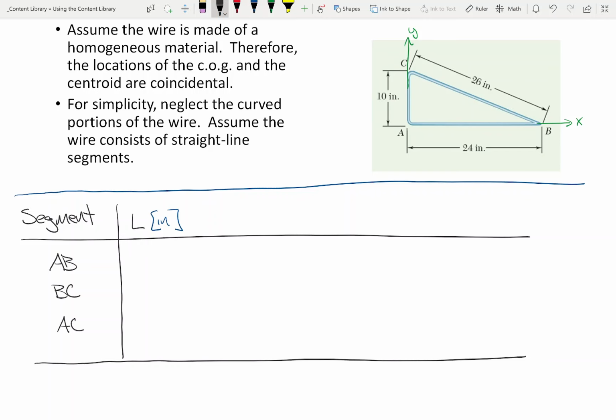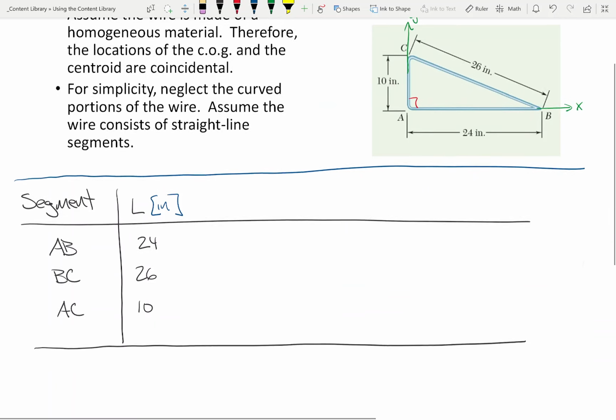So AB is 24 inches. This is 26 inches. This is 10 inches. Okay? Now, I didn't have to do any computation. It's all just measured, right? And by the way, this is a right triangle, because really this right triangle is just a scaled up version of 5, 12, and 13, because 5 squared plus 12 squared equals 13 squared. Pythagorean triangle. Okay.